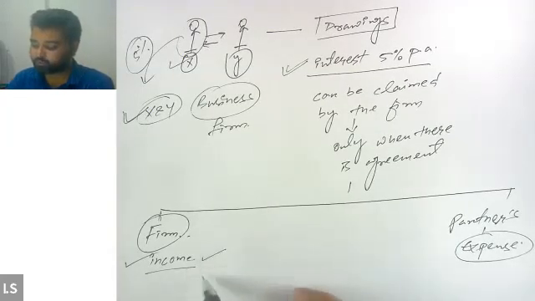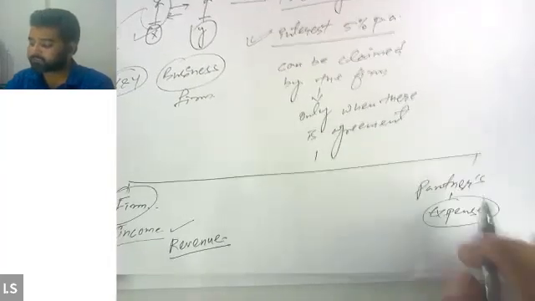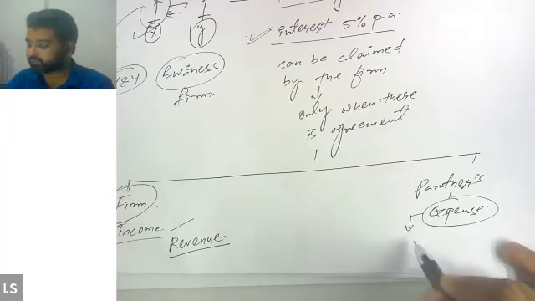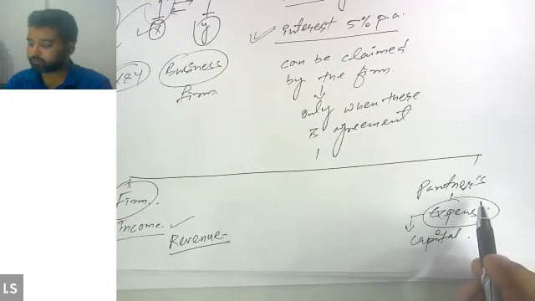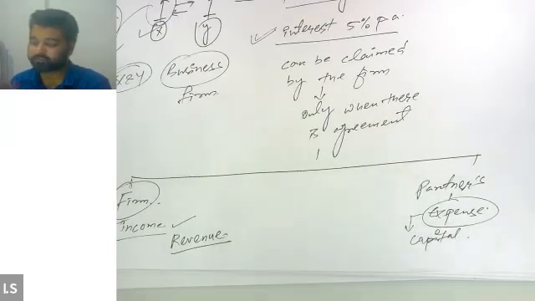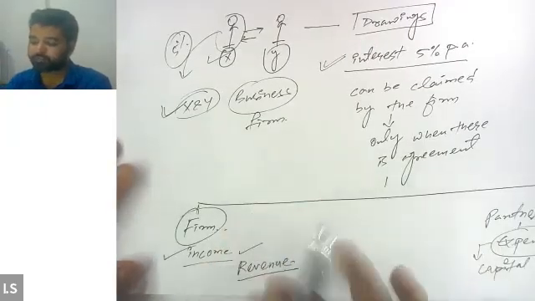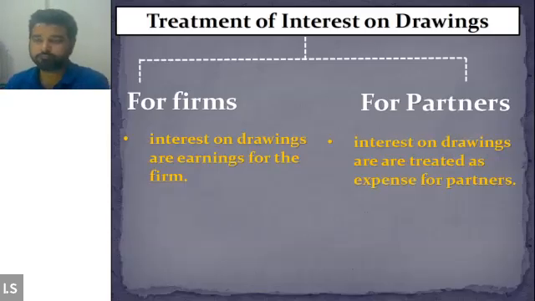From the firm's point of view, it is income, so it will increase the overall revenue of the business of the firm. But because it is an expense from the partner's point of view, it will reduce the capital of the partner in the business. Got it? Is that clear to all of you? So the treatment of interest on drawing has two phases. From the firm's point of view, it is considered as earning for the firm. From the partner's point of view, it is considered as an expense.